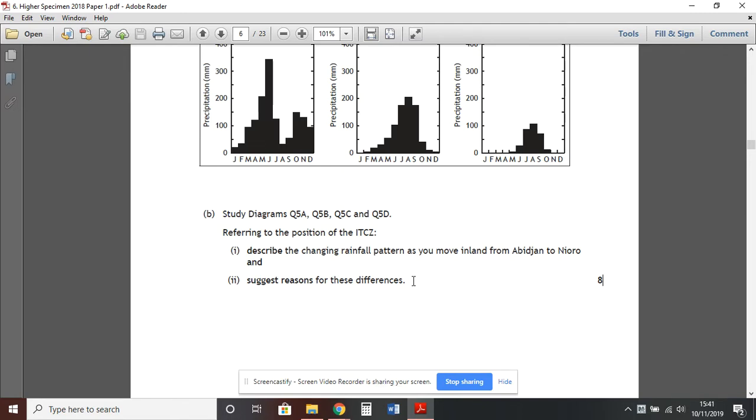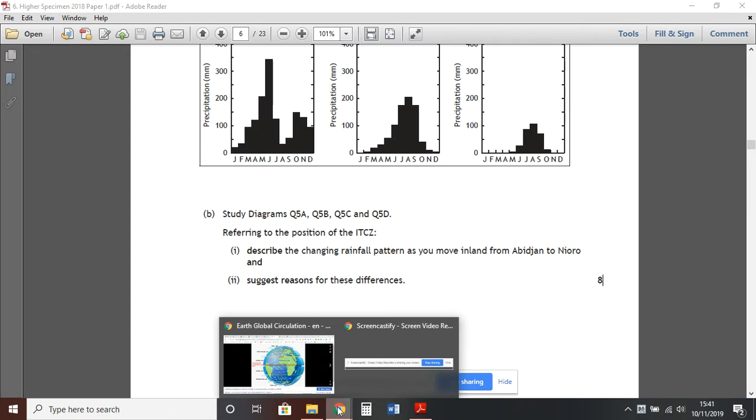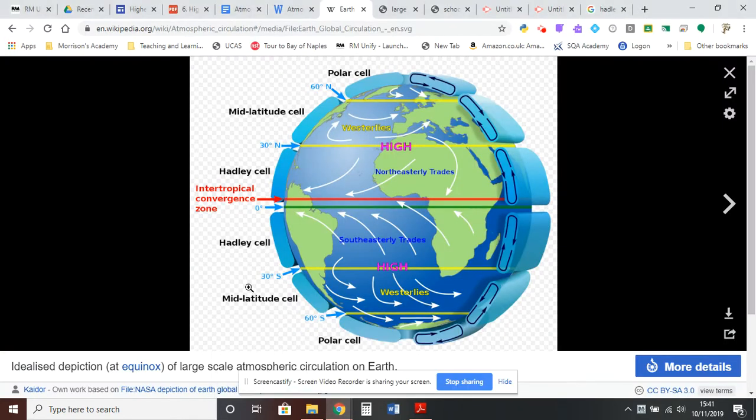But before we get to the movement of the ITCZ, we need to establish what the ITCZ is, and we would need to be writing about that in order to pick up some marks. So if I have a little look at some graphics here, the first point you want to make is that the ITCZ itself represents the point of low pressure, and you'd want to write that. So it's the point of low pressure where trade winds are moving towards this point, and it's where they meet.